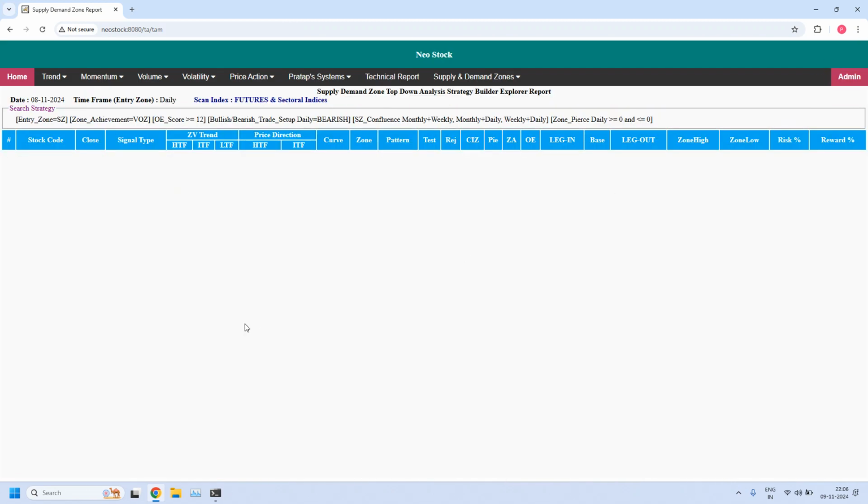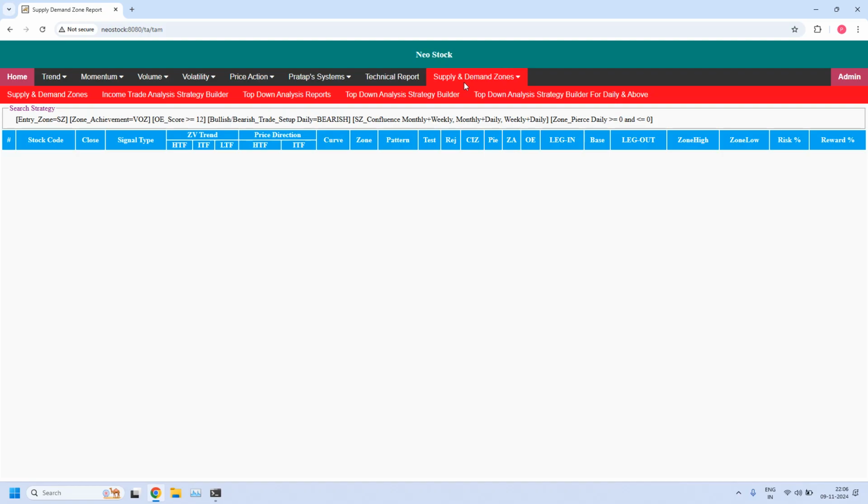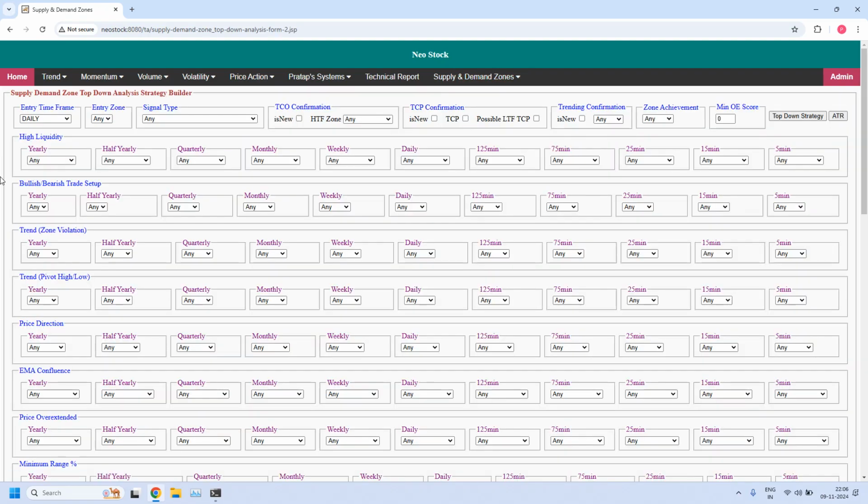We did not get any stocks supporting LTF, ITF, HTF confluence. Okay. Next, let us look for bullish trade setup for weekly income trade. In weekly income trade, entry time frame is 75 minutes. Bullish trade setup, entry zone is demand zone.